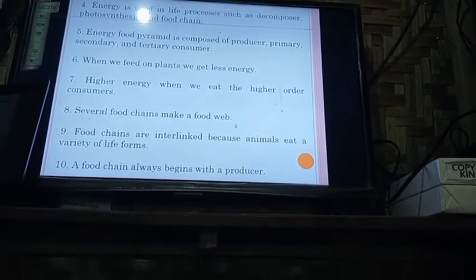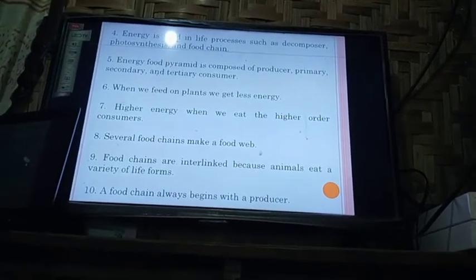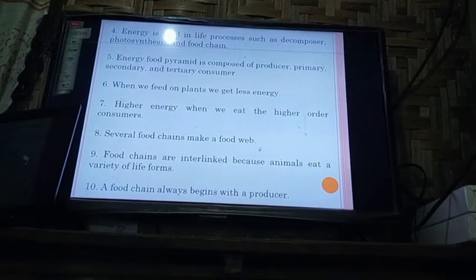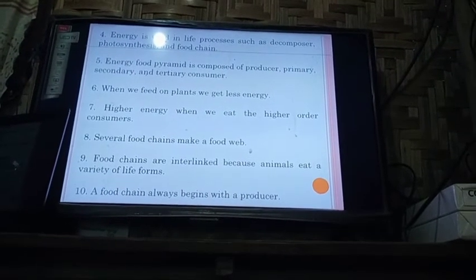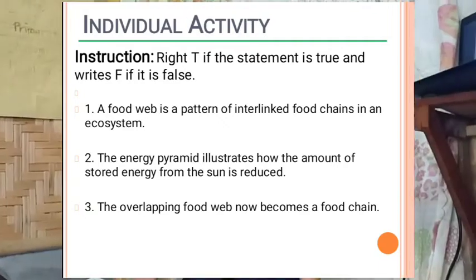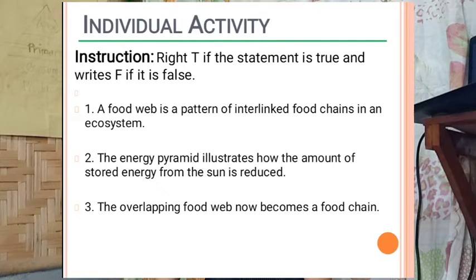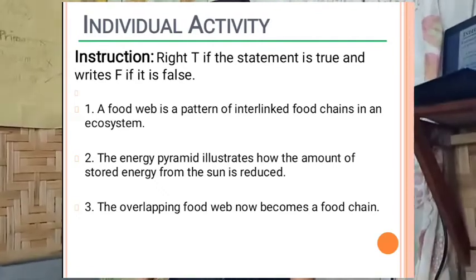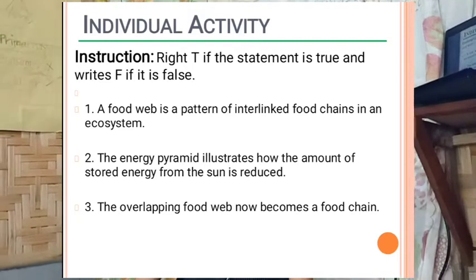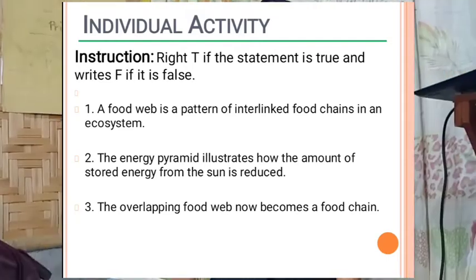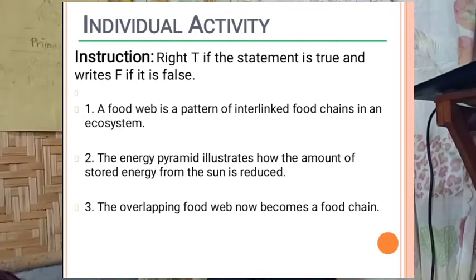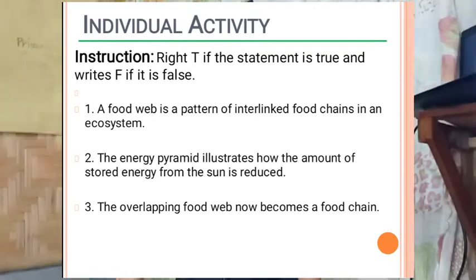Okay, guys. Time's up. Exchange paper with your seatmates and let's check your answer. Okay, it's time to check your answer. For number 1, a food web is a pattern of interlinked food chains in an ecosystem. Okay, what is your answer? Okay, stop guys. Quiet. So, for number 1 the answer is true.